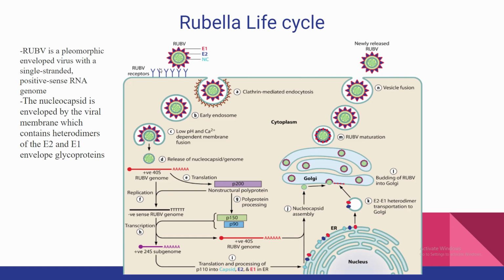So right here up at the top, we have the rubella virus, which is abbreviated as RUBV, which attaches to the receptors of the cell and enters the cell by endocytosis and makes its way through a vesicle and is released as a nucleocapsid or a genome. Then it undergoes translation, then replication, transcription, and makes its way over to the Golgi to be assembled and later sent off into the rest of the cell and infect more of the host.